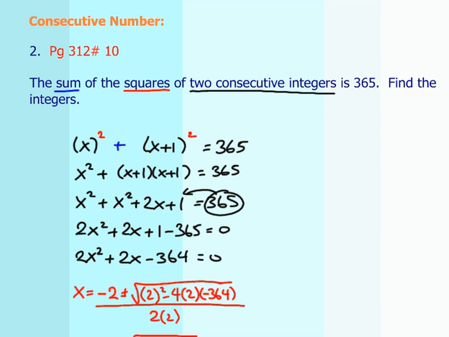Here is a very common question, something to do with consecutive numbers. Now, consecutive numbers are numbers that are right after each other. So, for instance, 1, 2, 3, and 4 are all consecutive numbers. And I don't know, 34, 35, 36, those are also consecutive numbers.